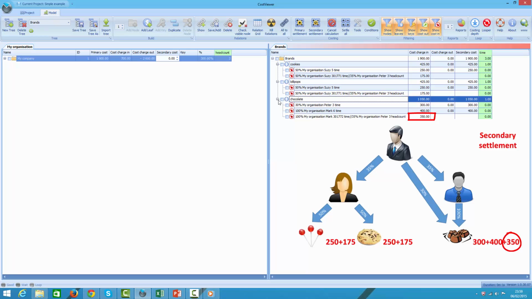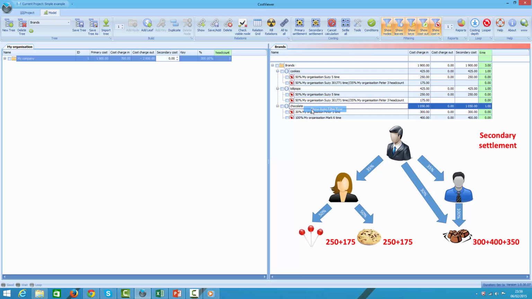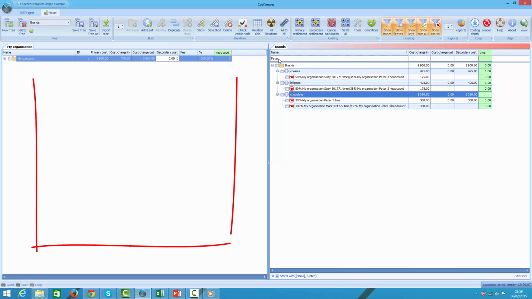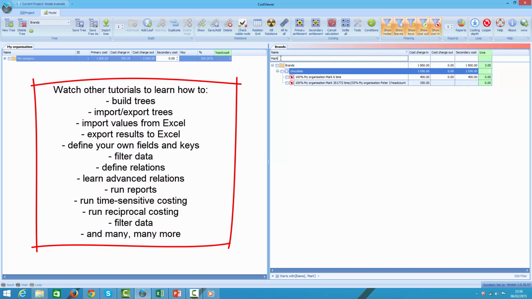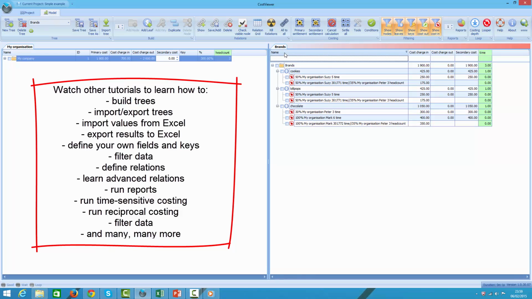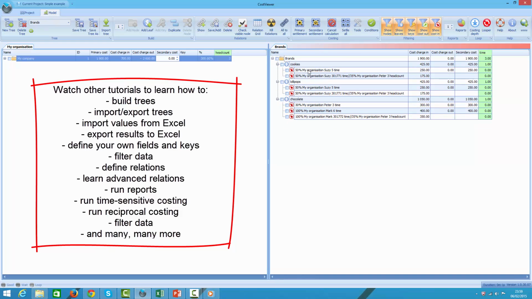Now we can provide an answer to our second question, as by now we know what cost elements are embedded in each brand. In this simple example, we have demonstrated how to calculate brands' cost and their cost components without writing one single formula. Of course, you can achieve much more with Cost Viewer, and there are several other features the software offers. These are covered in other tutorials.